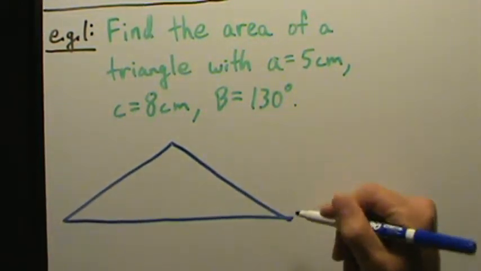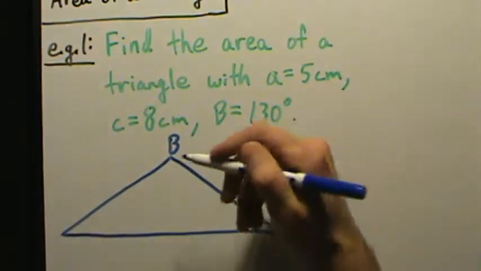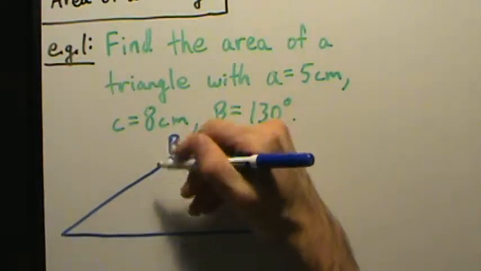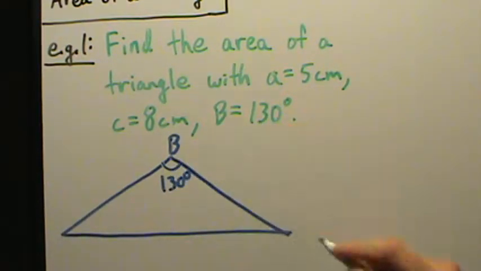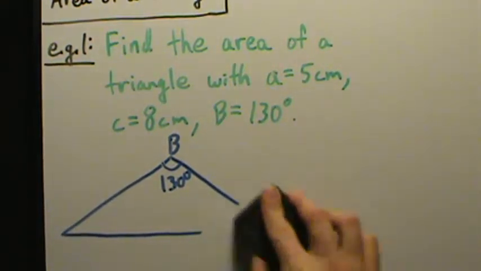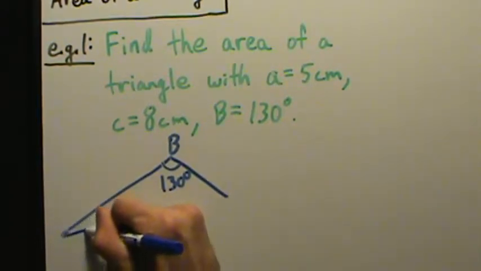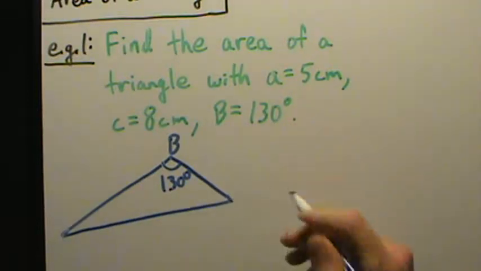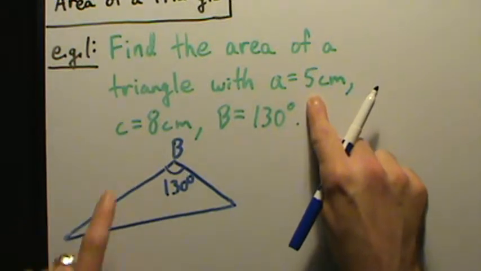Not to scale, not at all to scale, really. So this is angle B, 130 degrees. So that's the obtuse angle. And then here, let's maybe make this a little more to scale. Well, give it a shot. Okay, and we're told that little c is 8 centimeters and little a is 5 centimeters.